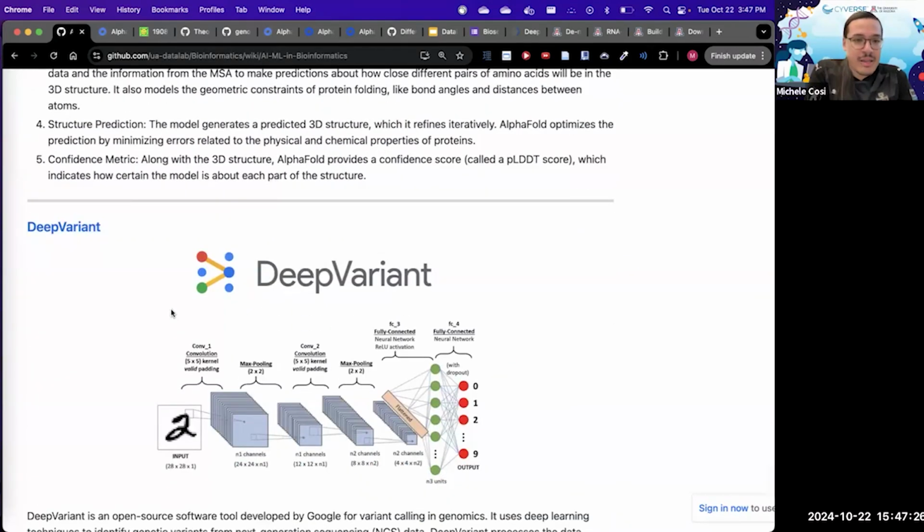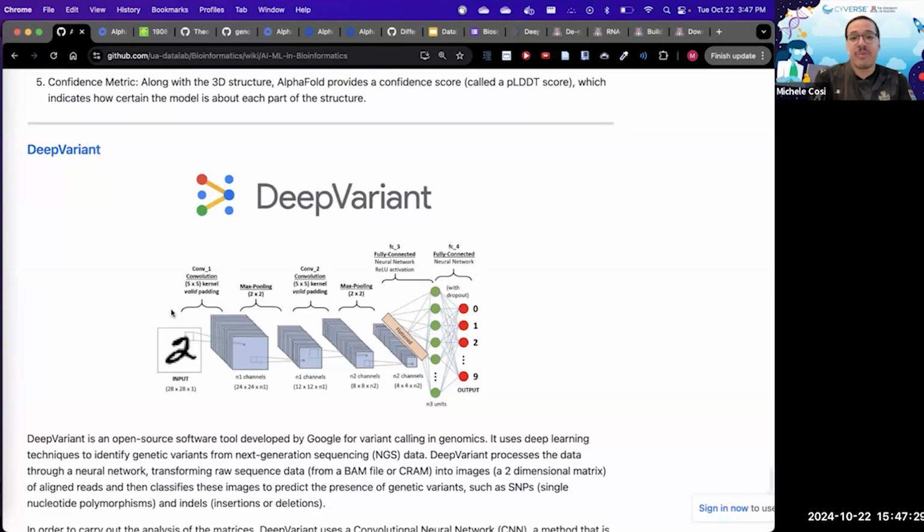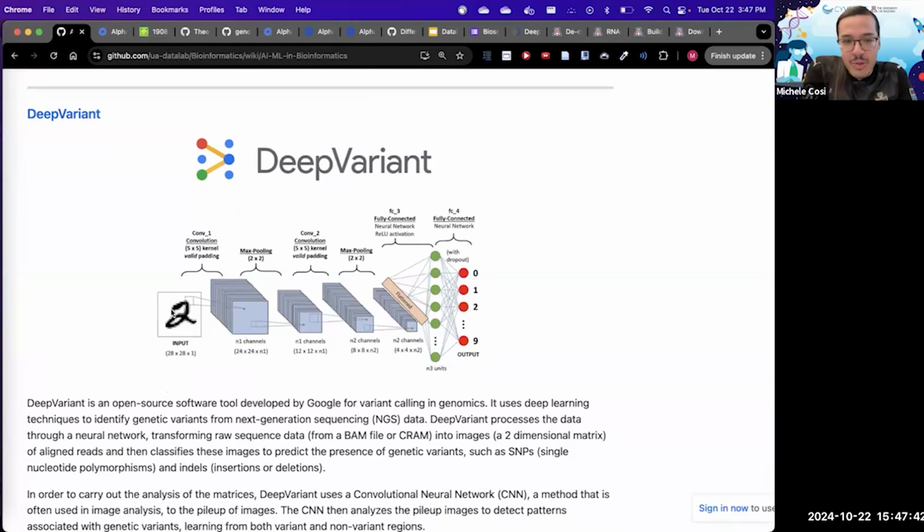And the last thing that I did want to mention is DeepVariant. And DeepVariant uses, first of all, it's from Google, and it uses convolutional neural networks, CNNs, in order to infer variant data. And it does this in a way that I find extremely impressive.